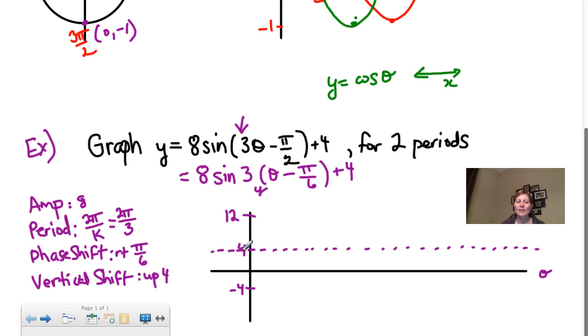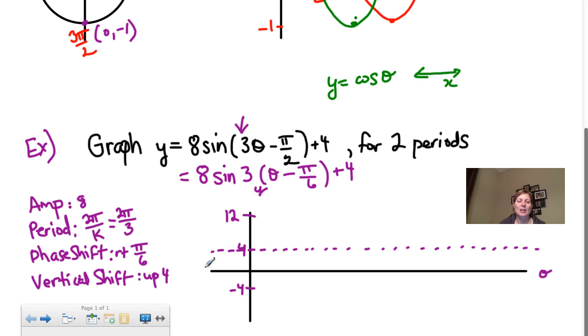Okay, so how do we set up a graph of this function? Well, it all sort of starts with the phase shift. So the phase shift says I'm shifting over pi on 6 to the right. The next biggest step is to figure out what scale I'm going to use. Do I want to go up by pi on 2s, pi on 3s, pi on 6s?